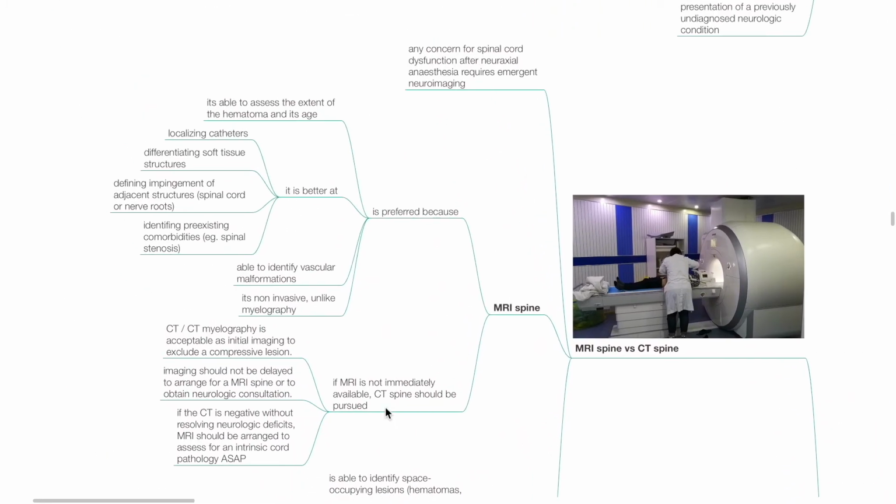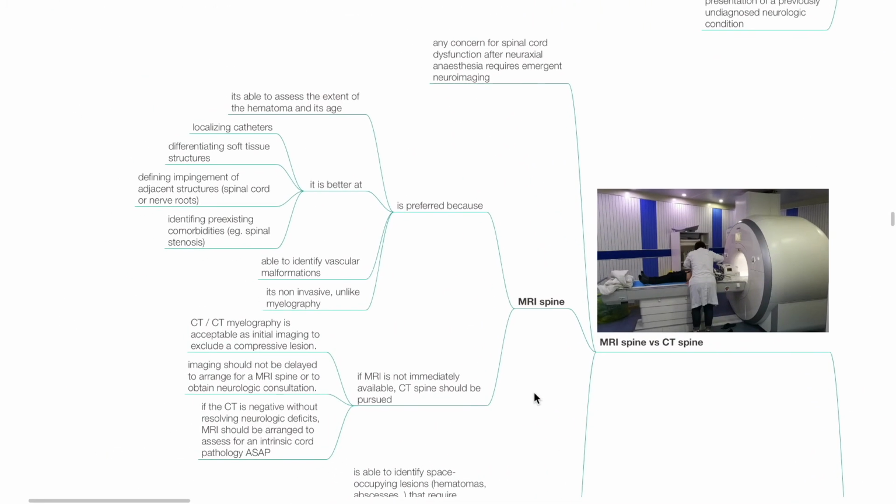MRI spine versus CT spine. Any concern for spinal cord dysfunction after neuraxial anesthesia requires emergent neuroimaging. MRI spine is preferred because it is able to assess the extent of the hematoma and its age. It is better at localizing catheters, differentiating soft tissue structures, defining impingement of adjacent structures such as the spinal cord or nerve roots, and identifying pre-existing comorbidities such as spinal stenosis.